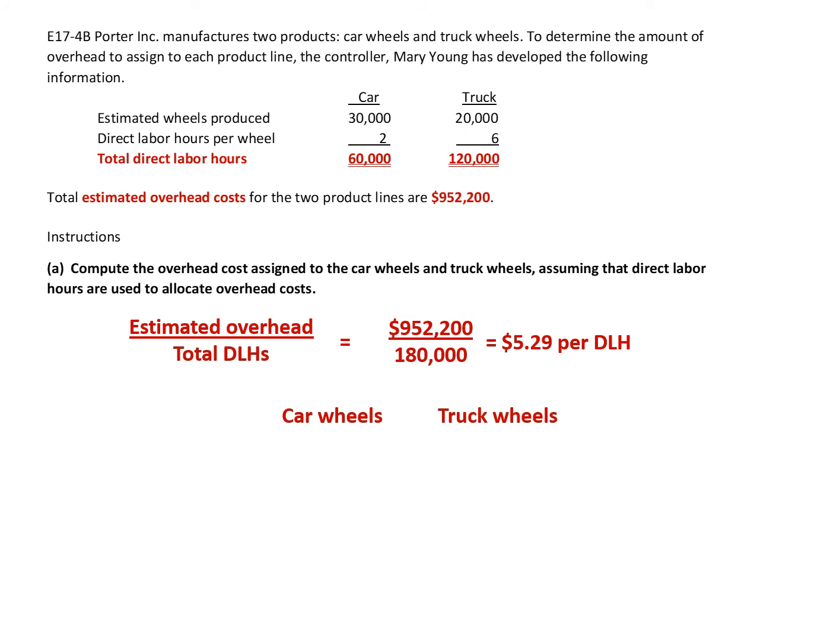All right, let's allocate that to the products. The car wheels are expected to use 60,000 direct labor hours. If we multiply that by the predetermined overhead rate, we're going to allocate $317,400 to the car wheels. The truck wheels are going to require 120,000 direct labor hours. We're going to multiply that by the predetermined overhead rate of $5.29, in which case we're going to allocate $634,800 to the truck wheels.